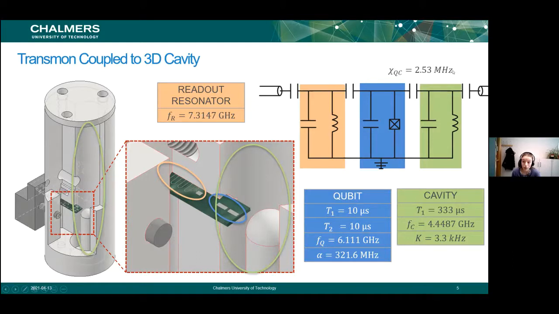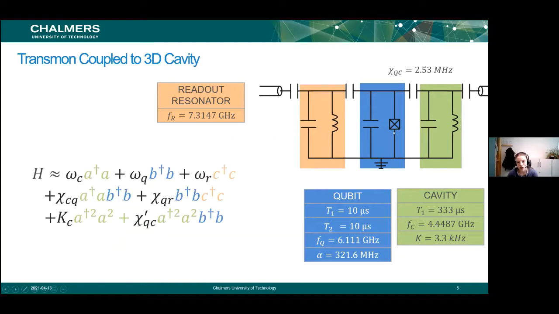So the important parameter is this chi, this dispersive shift between the cavity and the qubit. And that one should be large enough to allow you to do these SNAP gates. So you can look at this system as a circuit, but you could also write down a Hamiltonian. And then there are these frequencies of the modes, the dispersive shifts pairwise, and then the Kerr of the cavity and the correction to the dispersive shift between the qubit and the cavity.